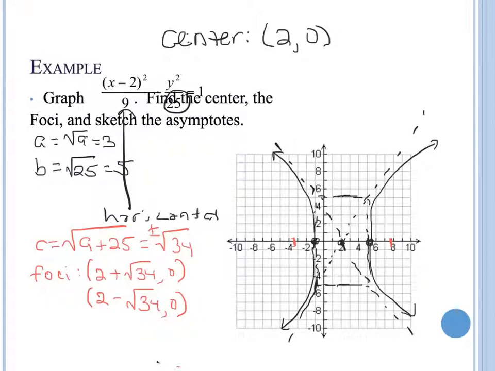And I can find the slope of the asymptotes. So looking at my rectangle, I can see that we went up 5 and over 3. But I certainly don't have y equals plus or minus 5/3 x, since we had that shift over 2 units to the right.